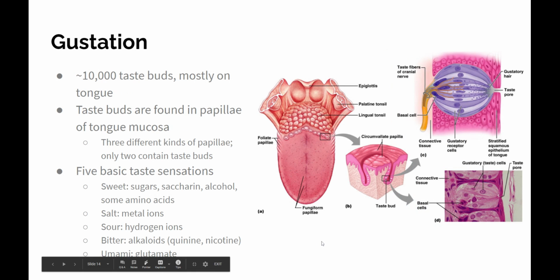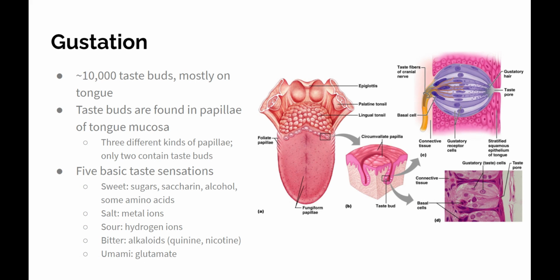With gustation, you've got about 10,000 taste buds, and most of them are on the tongue. They are found in the papillae of the tongue mucosa, which papillae just means bumps or projections. The taste buds are found inside these papillae on the tongue. There are 3 different kinds. Only 2 contain taste buds. Don't worry about that. It has a couple of different kinds on here, and I just wanted to point that out.